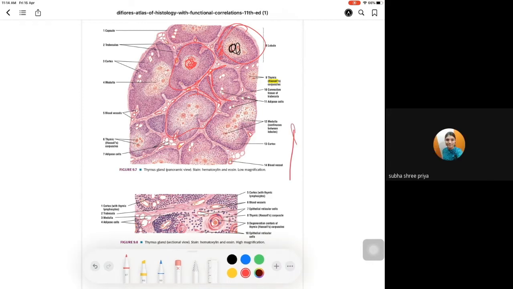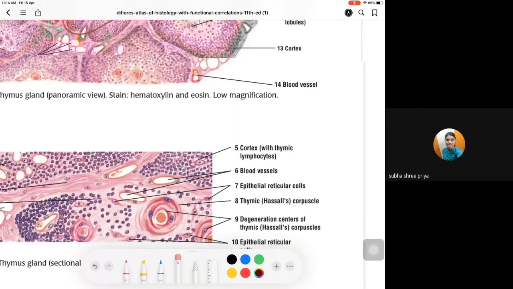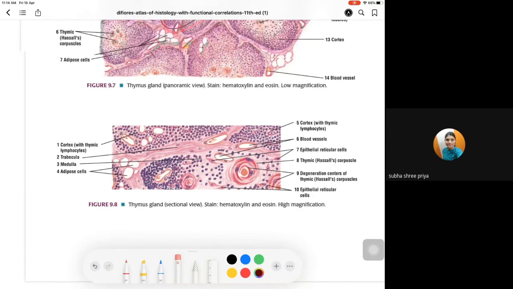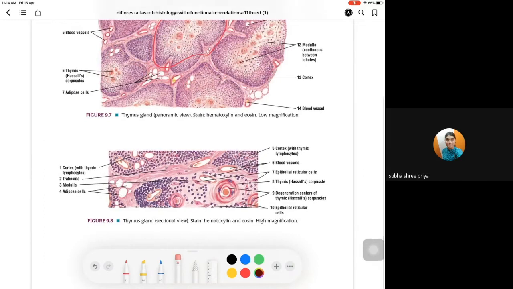Thymus gland, sectional view, stain hematoxylin and eosin. On high magnification, we are seeing cortex with thymic lymphocytes, trabeculae, medulla, adipose cells, cortex with lymphocytes, blood vessels, epithelial reticular cells, thymic Hassall's corpuscles, degenerated center of thymic Hassall's corpuscles, epithelial reticular cells.